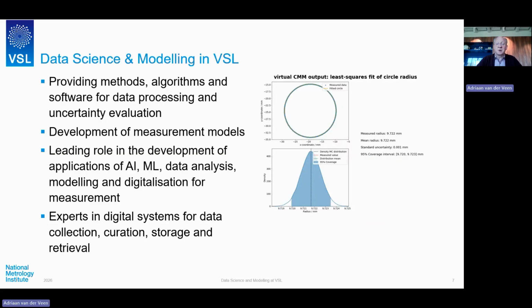We use data science and modeling, of course, also within VSL. The group provides methods, algorithms, and software for data processing and uncertainty evaluation. We develop, of course, together with other technical fields, measurement models. We are leading in the development of applications of artificial intelligence, machine learning, data analysis, modeling, and digitalization. And we are the experts in digital systems for data collection, curation, storage, and retrieval.